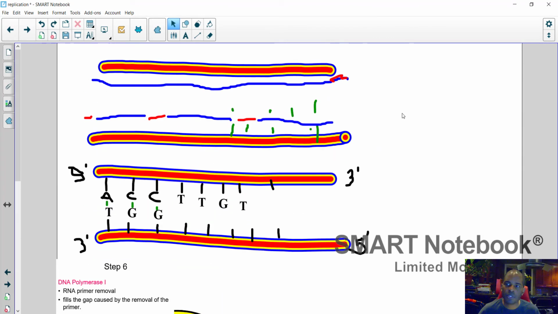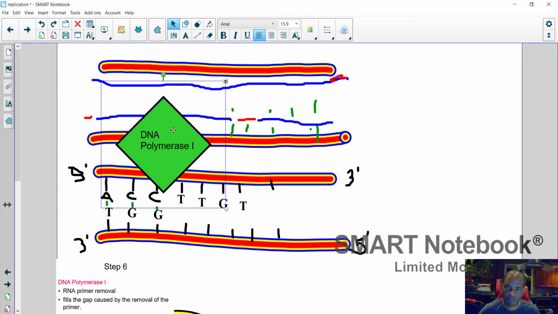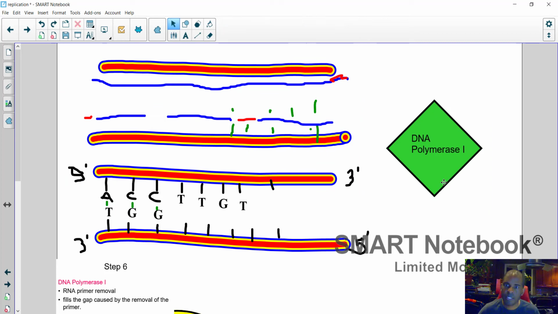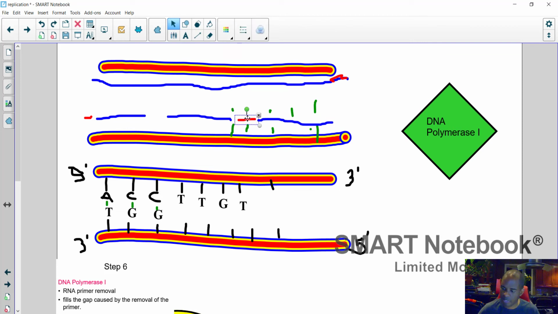The DNA polymerase 1 will remove the primer. So let's get rid of that primer. Gone. Delete. And it'll get rid of that primer. Delete.